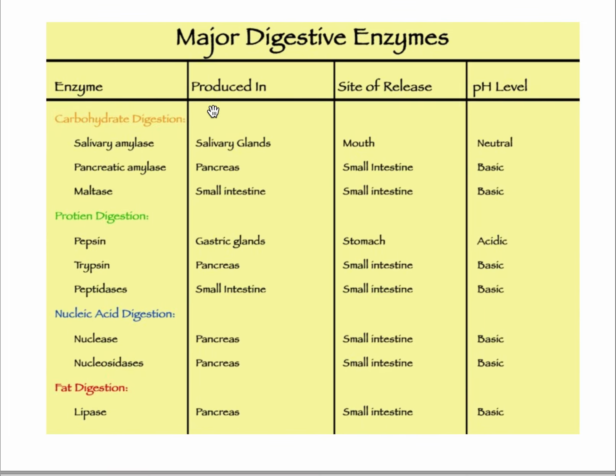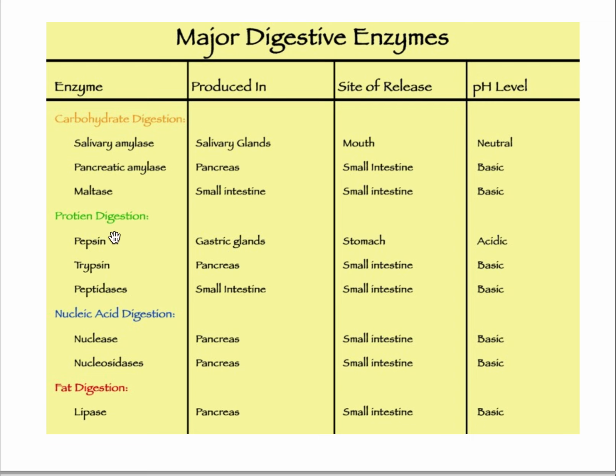So look here, the major digestive enzymes. These are the enzymes for carbohydrate digestion, protein digestion, nucleic acid digestion, and fat digestion. Salivary amylase, pancreatic amylase, and maltase. Salivary amylase is produced in the salivary gland, works in the mouth, and works in neutral pH. Pancreatic amylase is produced in the pancreas, works in the small intestine, and works in basic pH. Maltase is produced in the small intestine, released in the small intestine, and works in basic pH.